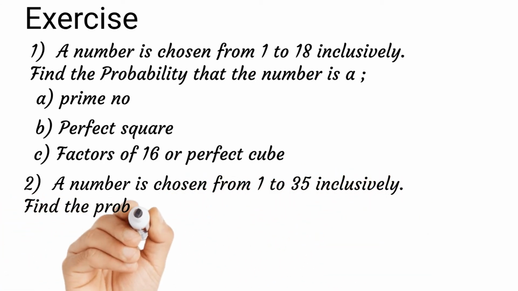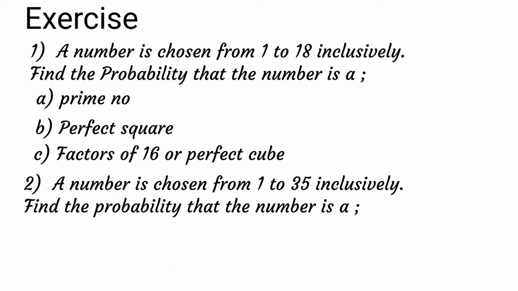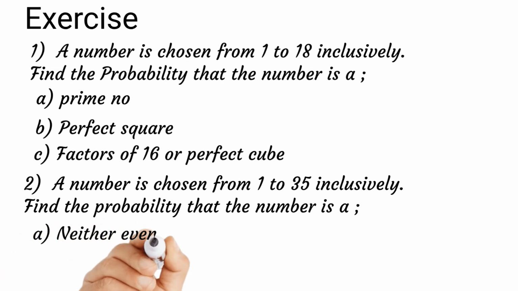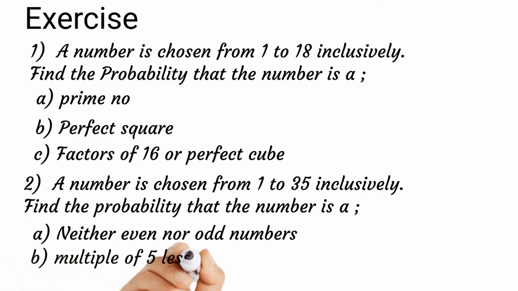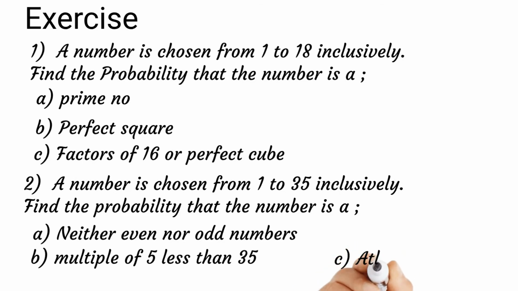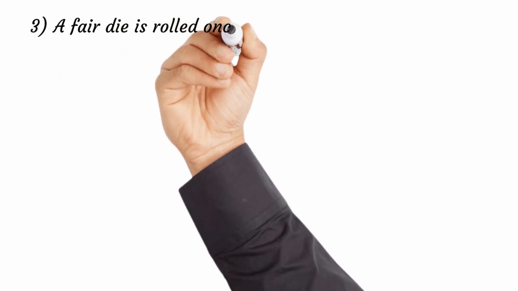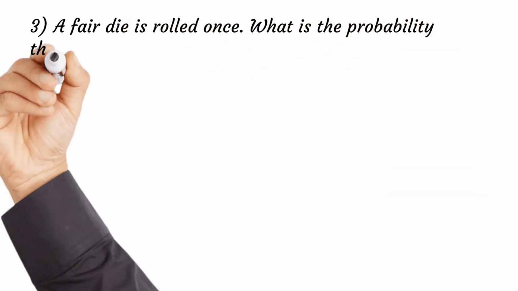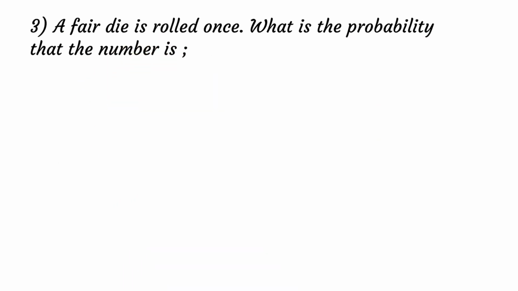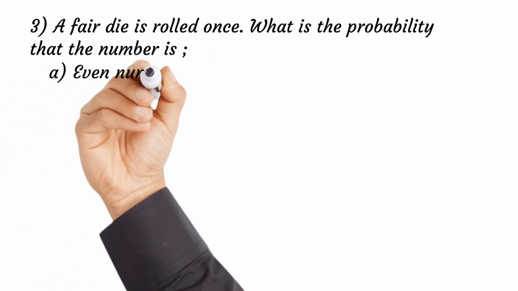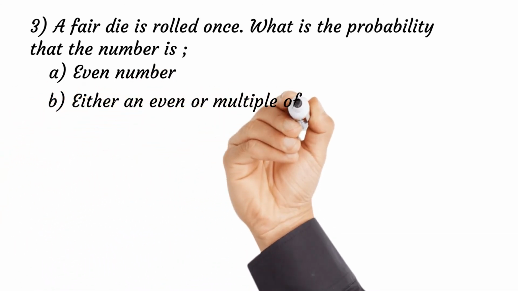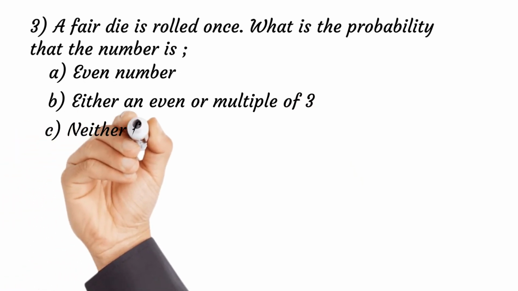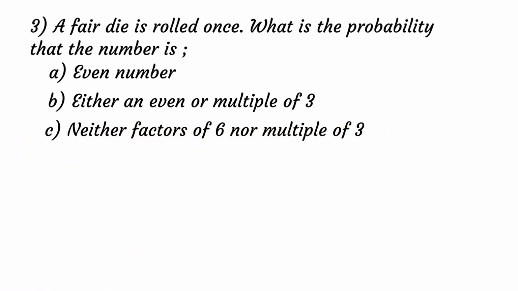Number 2, the number is chosen from 1 to 35 inclusively. Find the probability that the number is neither an even number nor odd number. Multiple of 5 less than 35, sorry. At least 19. All right, question number 3, a fair die is rolled once. What is the probability that the number is an even number, right? Either an even number or multiple of 3, neither factors of 6 nor multiple of 3.